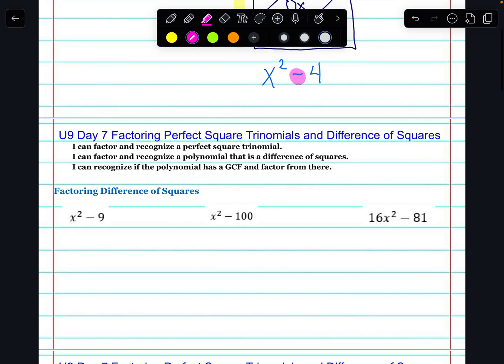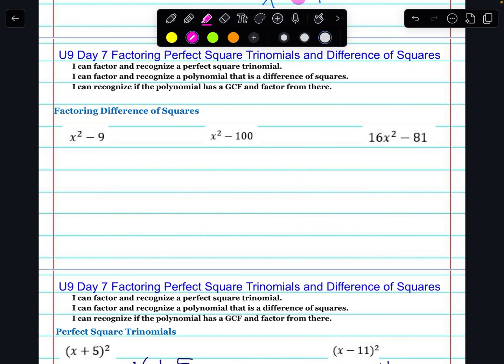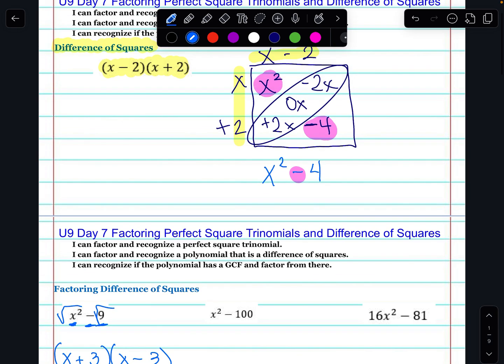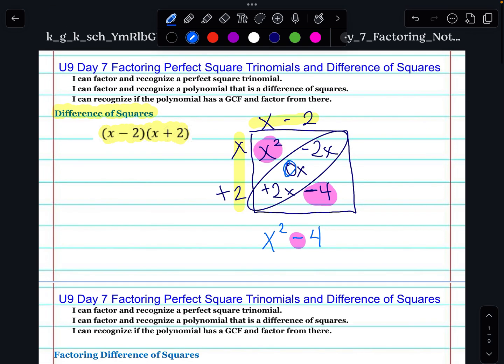So here's a couple of examples that might even be in your homework or on the quiz. What I want you to see is this is a perfect square and this is a perfect square, and it's a difference of perfect squares. So we can take the square root of x squared, which is x, and we can take the square root of 9, which is 3. And then what happens with our factors, they're almost the same, but one has to be a positive and one has to be a negative so that it equals this 0x in between, so that they get canceled out there.